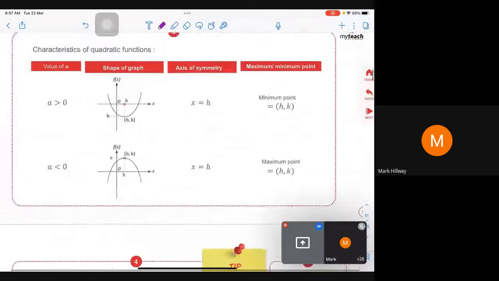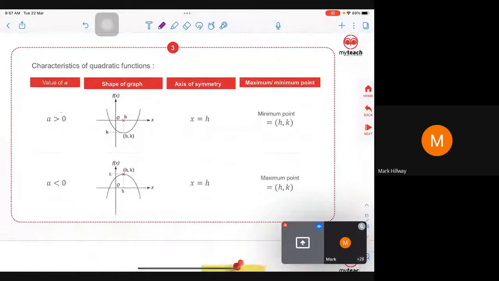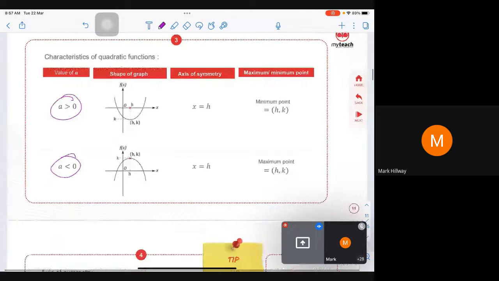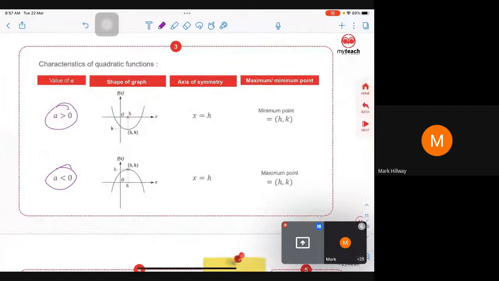Okay, so the next lesson I will explain to you what is the meaning of A, B, and C, and how it is going to affect the graph for the quadratic.